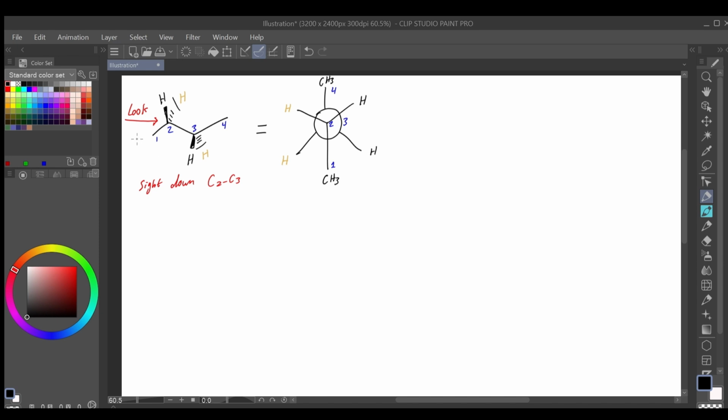And then you have carbon 1 pointed down to carbon 2, and then you have carbon 4 pointed up to carbon 3. Make sure you number your carbons. My god, I always tell my students to number the carbons when you do something like this, but they never listen to me.